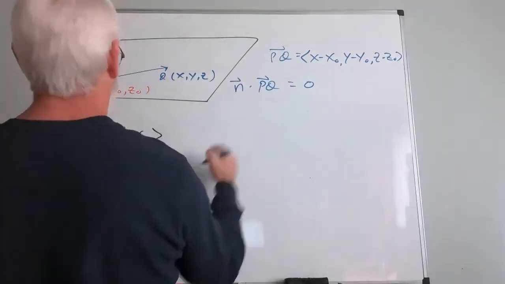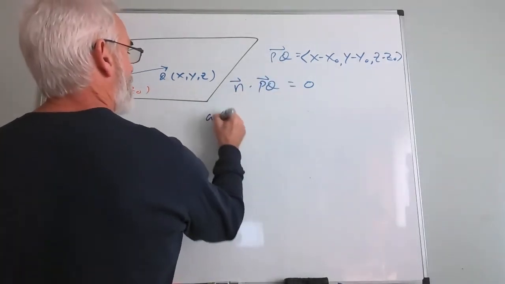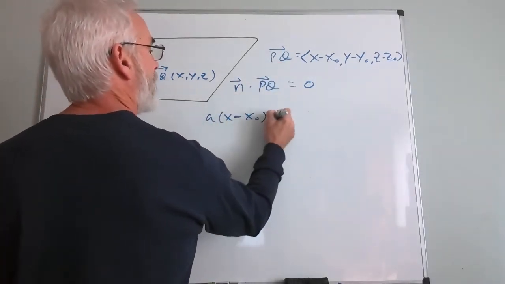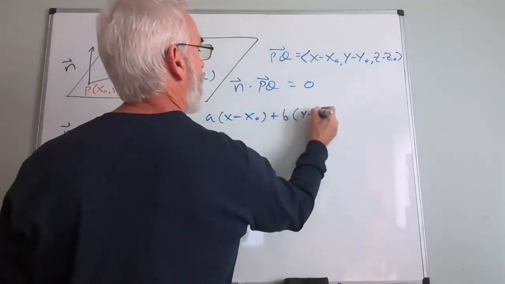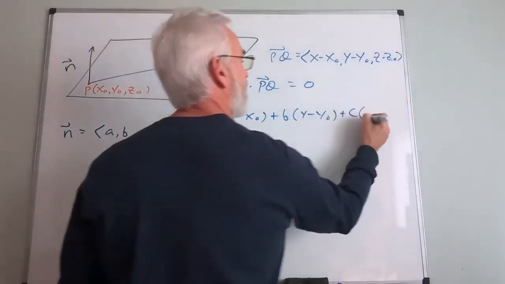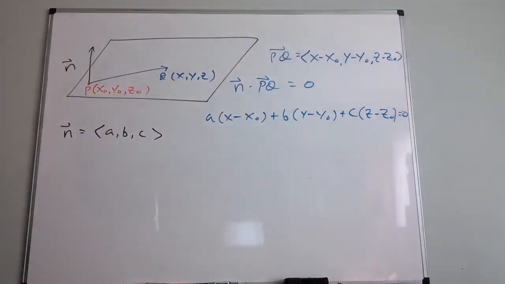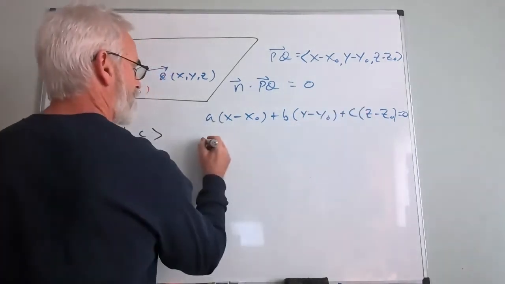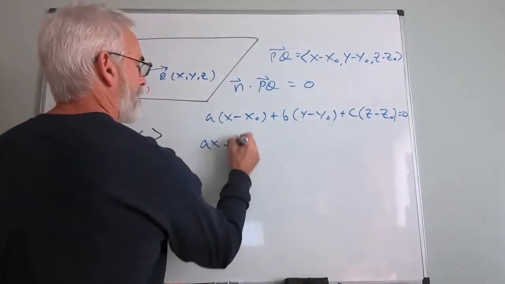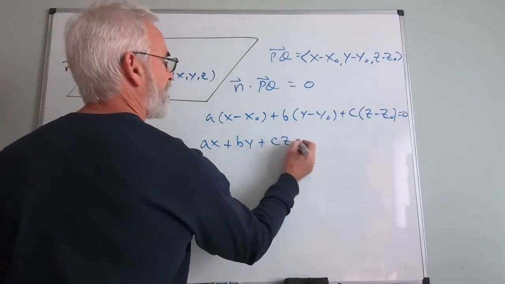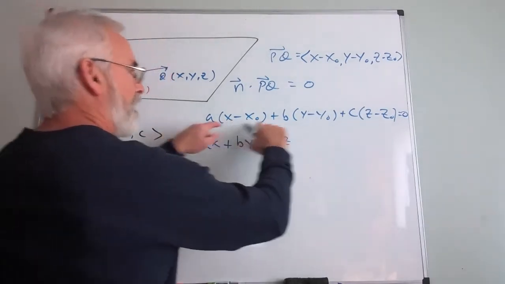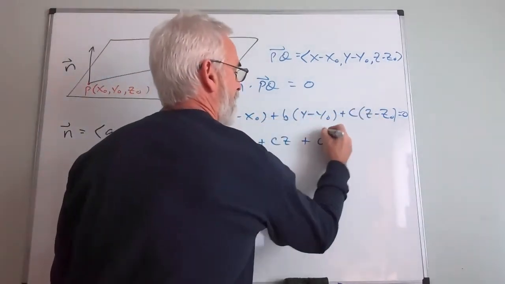So in this case here, what will that be? That would be A times X minus X naught plus B times Y minus Y naught plus C times Z minus Z naught equals 0. X, Y, and Z are the variables. X naught, Y naught, Z naught, A, B, and C are scalars. So if I distribute and gather terms, I'm going to get AX plus BY plus CZ. Then I'm going to get a constant. Let's just call that D.